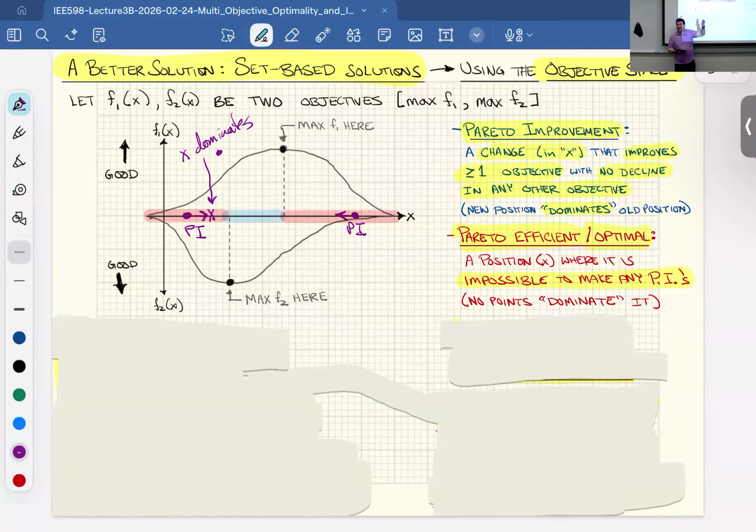There are no points anywhere that dominate points in the blue. So this blue set we sometimes call our non-dominated set, which is Pareto efficient. It's efficient because we squeezed out all of the Pareto improvements. So it would be inefficient if there are Pareto improvements left.